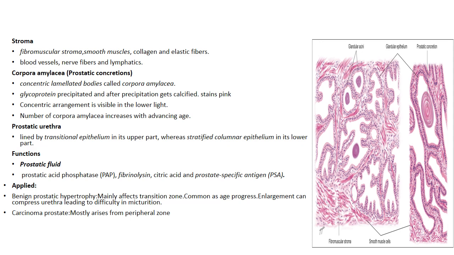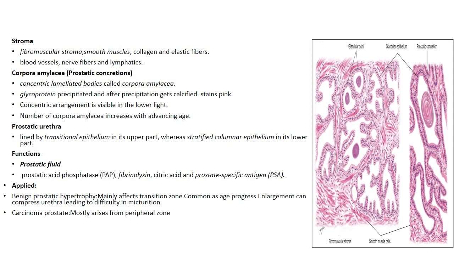The main function of prostate is secreting prostatic fluid. It has prostatic acid phosphatase, fibrinolysin, citric acid, and prostate specific antigens are present. Then in applied aspect we have 2 main conditions: benign hypertrophy of the prostate and carcinoma of the prostate. What we have to remember is mainly the benign prostatic hypertrophy affects transitional zone. So the transitional zone is affected in benign prostate hypertrophy, and it is common in old age.